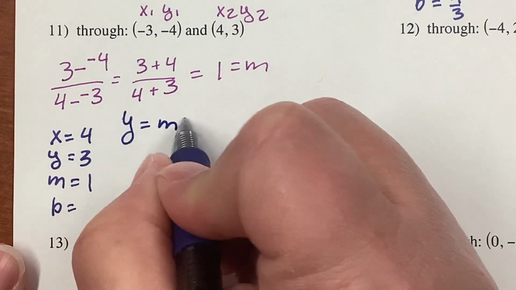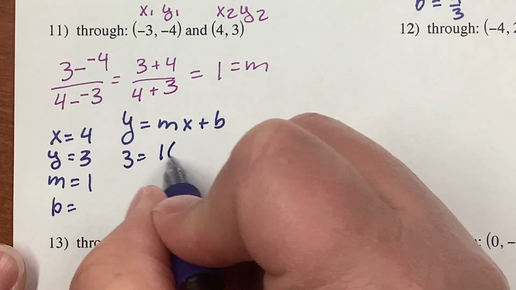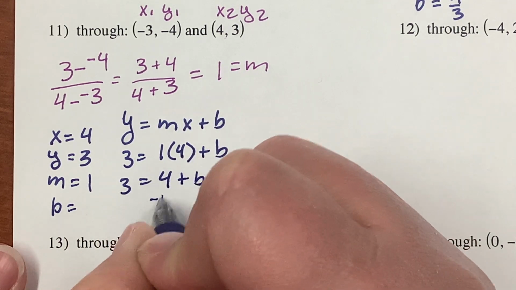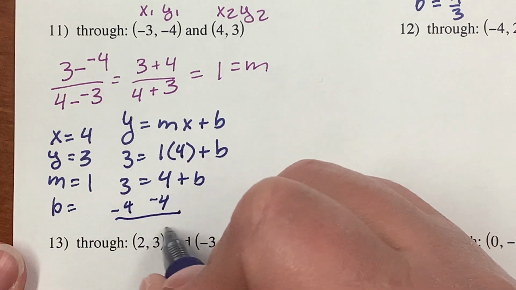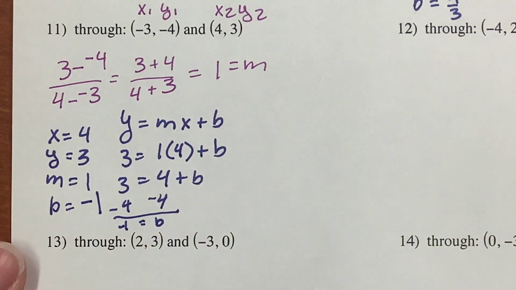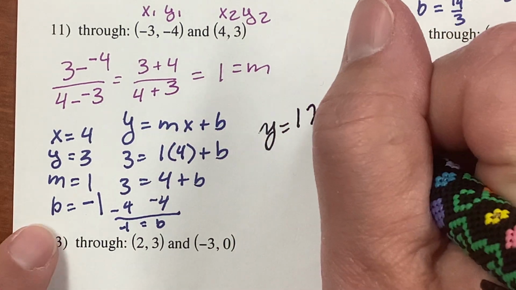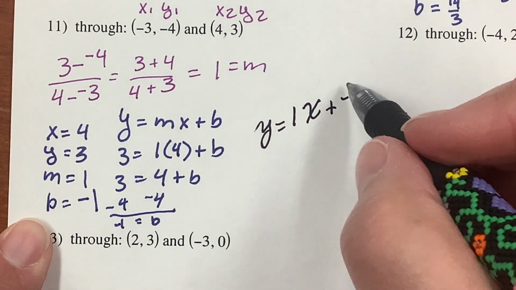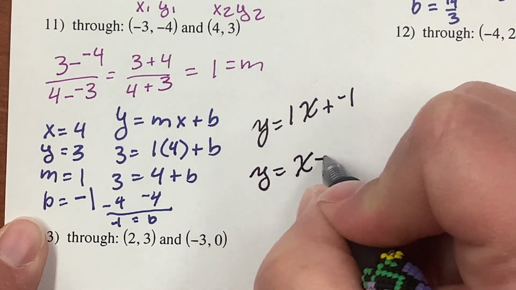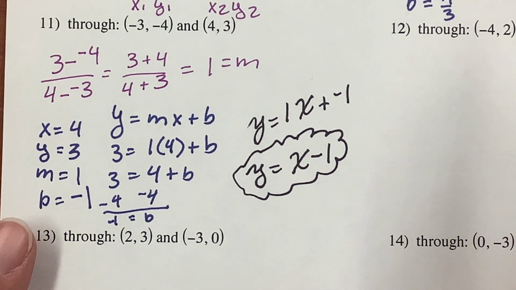y equals mx plus b. 3 equals 1 times 4 plus b. 3 equals 4 plus b, minus 4, minus 4. b is -1. -1 equals b, right? So now my equation is going to be y equals mx plus -1. All right, I can't have a plus and negative like that, and I don't really want the 1 there. So y equals x minus 1. A lot of work to get that. That was kind of an easy problem at the end.